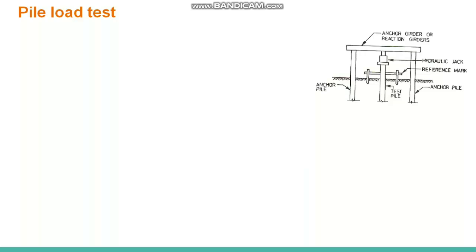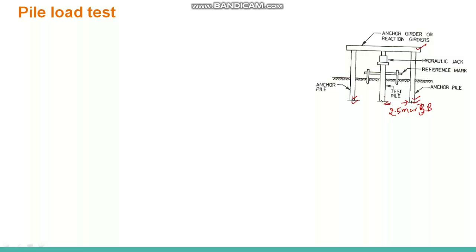In this figure, you can see we have two anchor piles and a reaction girder provided horizontally. This is the reaction girder. These two are the anchor piles, and we install a pile here, so we maintain the clear distance between the pile and the anchor pile, that is 2.5 meter or 3B.